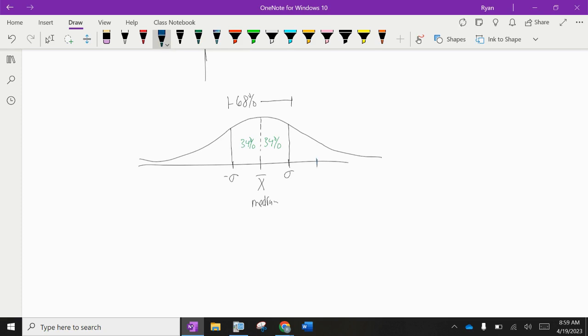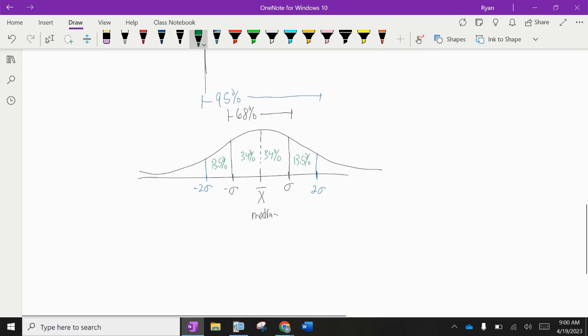If you went out a little bit further to 2 standard deviations, then you're at 95% of the people. If I take 95 minus 68, that's 27%. 27 to split between those two. So if we take 27 divided by 2, we get 13.5% in each one of those. And these numbers are always going to be 34, 34, 13.5 and 13.5.